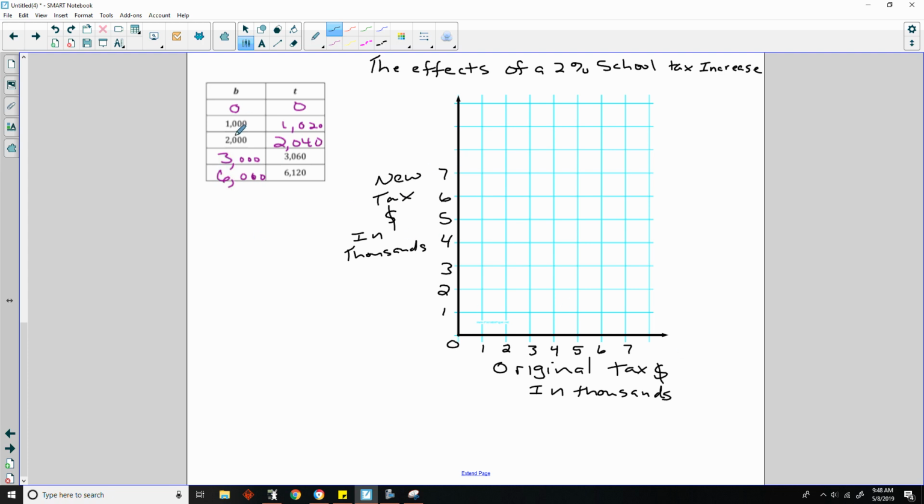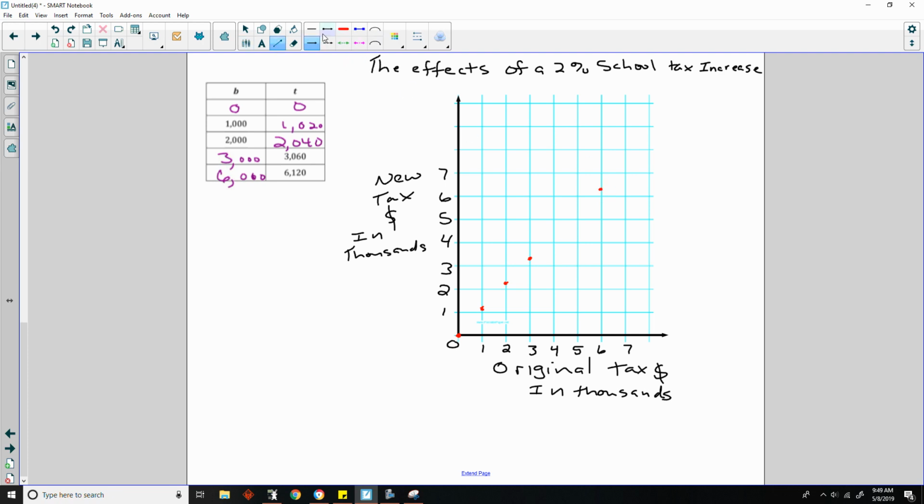And I'm only going up to 7 here because, as you can see, 6 and 6 are the highest, so 7 will be enough on both. Okay, so now I'm going to graph. So we have the point 0, 0. That is our origin. We have the point 1,000, 1,020, which would be just above 1,000. And then we have 2,000, 2,040, which would be right about here. Okay, 3,000, 3,060. And then 6,000, 6,120, which would probably be about here.